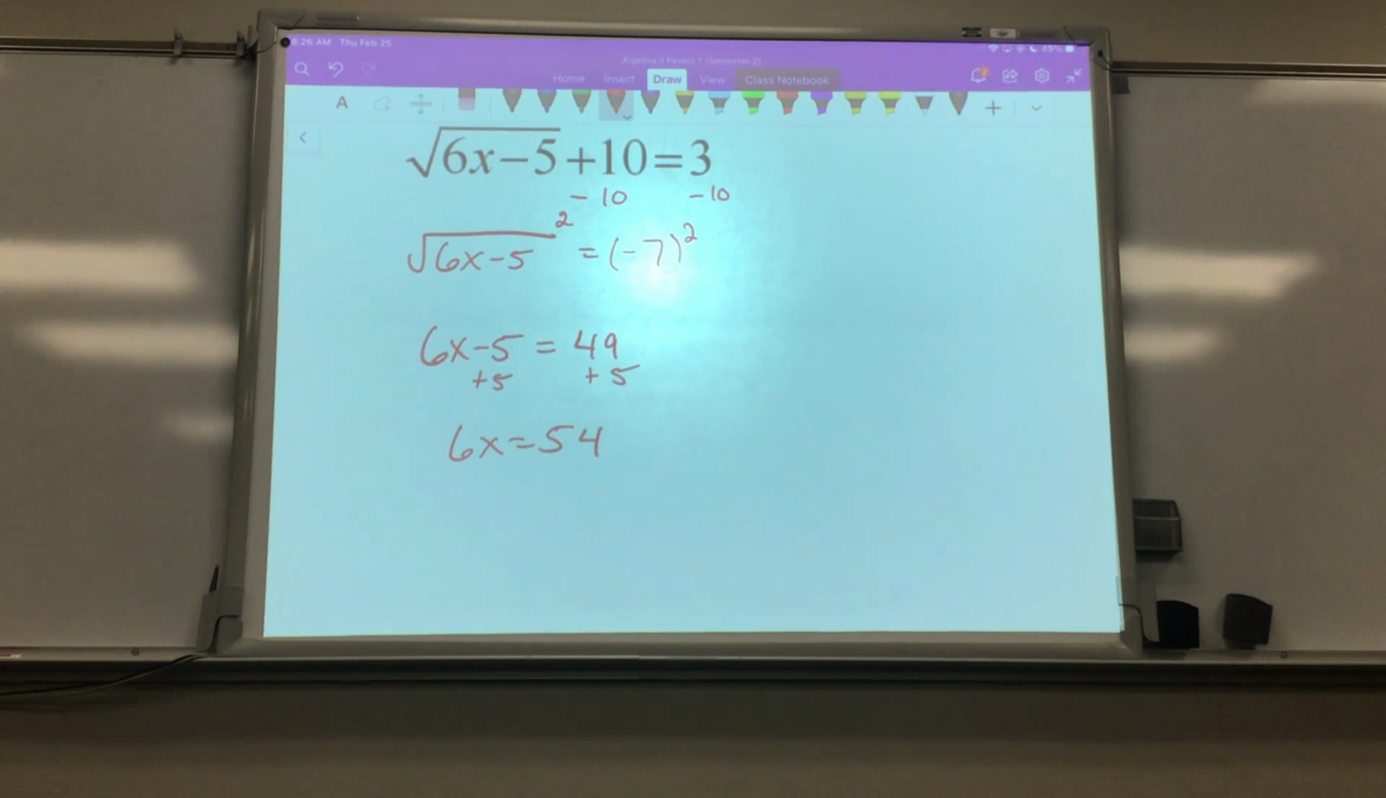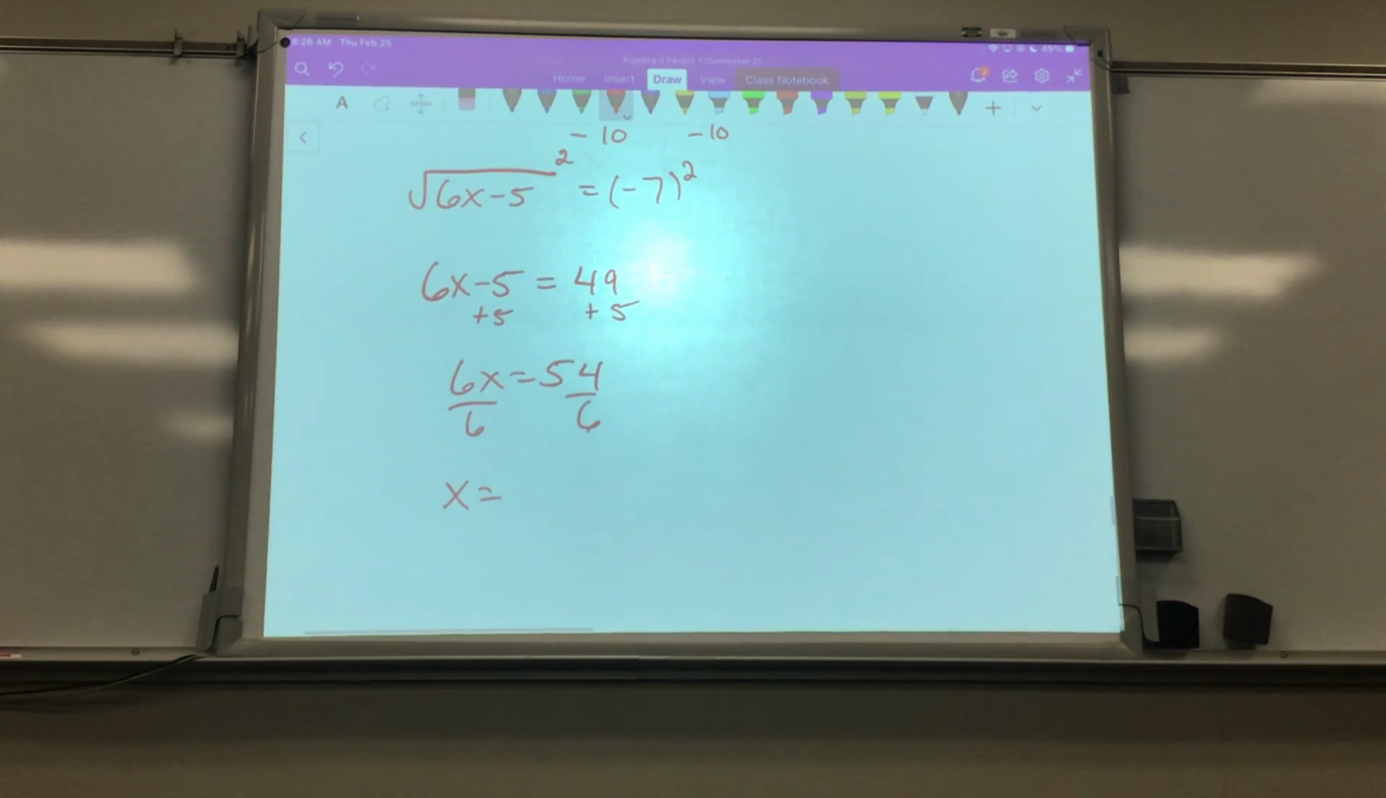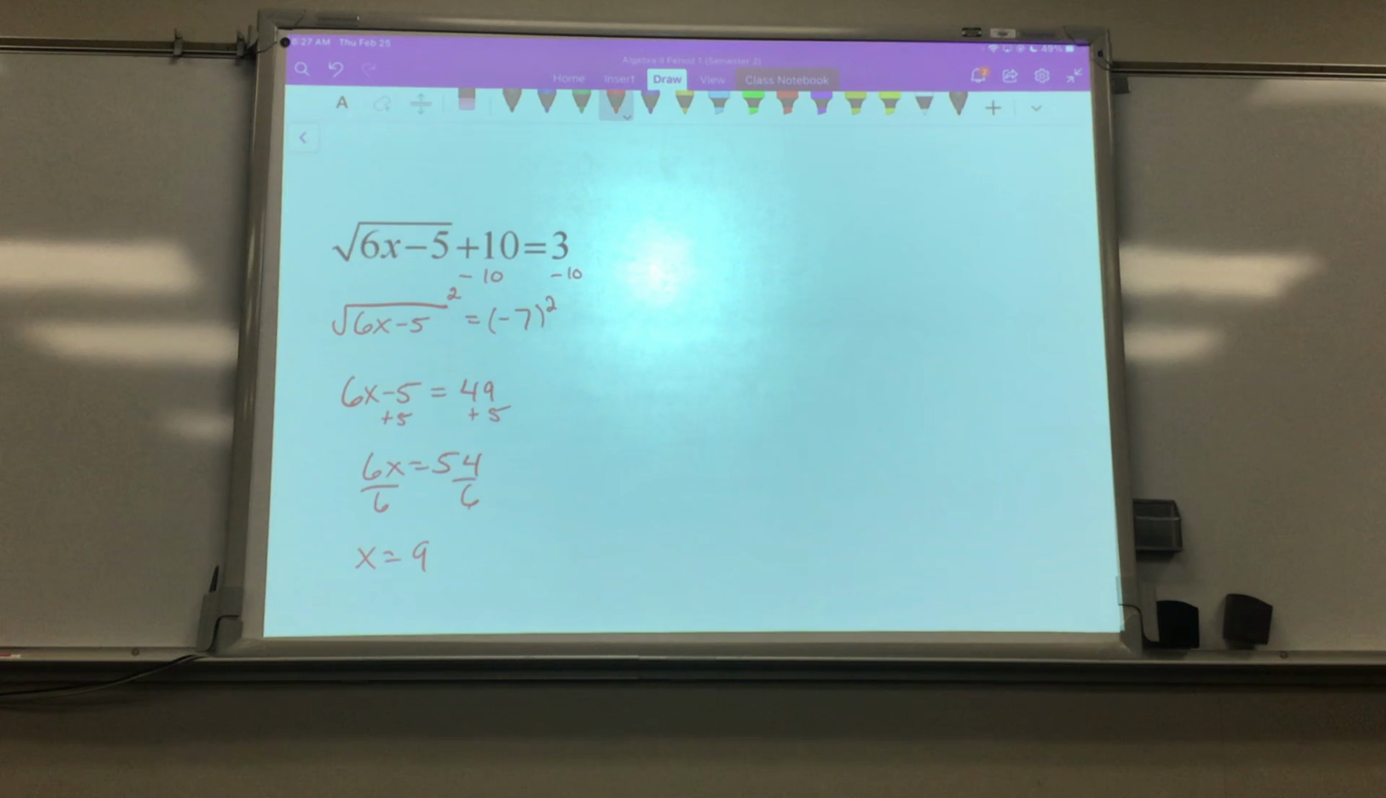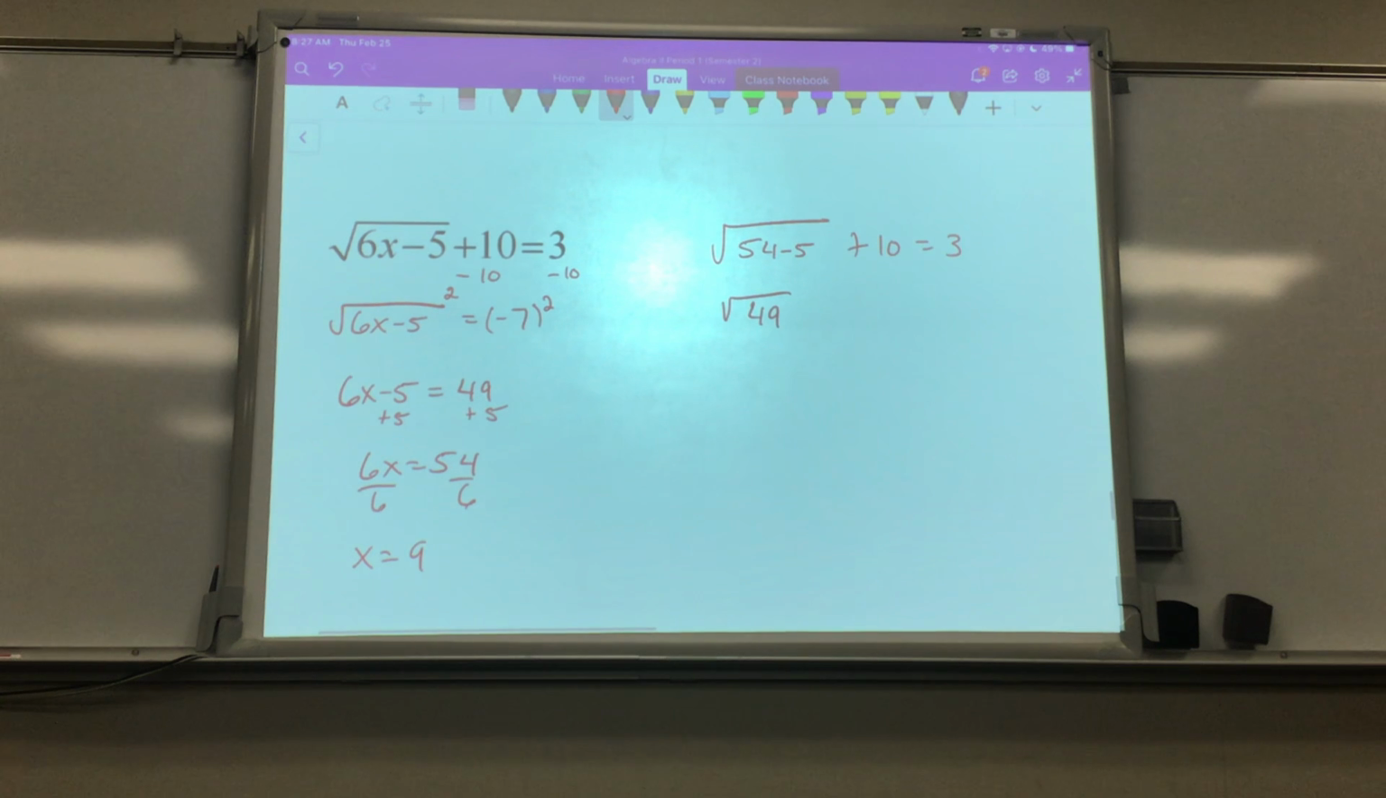Matt, next step. Divide both sides by 6. x is equal to, Morgan? 9. Good? Call it a day? Mara, what should we make sure to do? Check it. Okay, square root of 6x, so 6 times 9, that'd be 54, minus that 5, plus 10 equals 3. Okay, so square root of 49 plus 10 equals 3. 7 plus 10 equals 3.